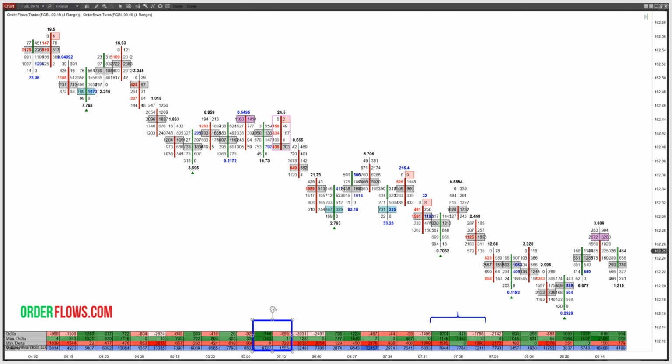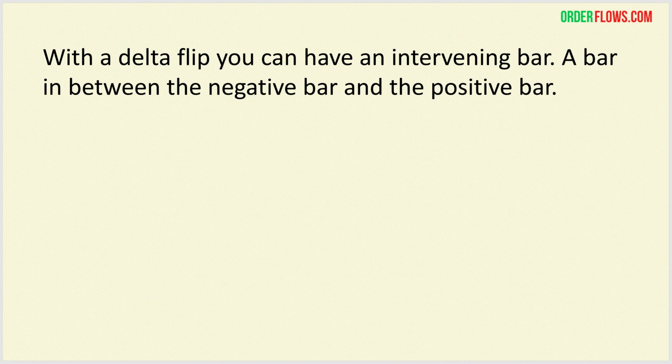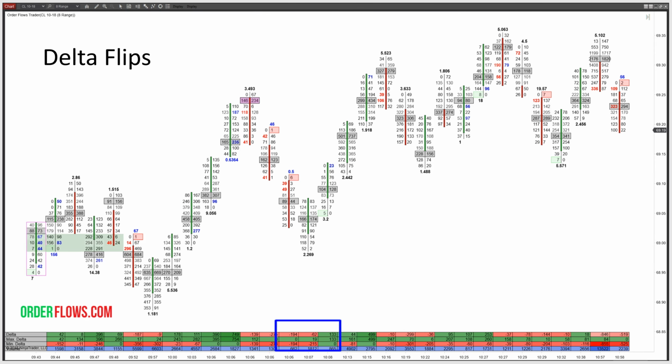Now, with a delta flip, you can have an intervening bar, okay? What I mean by intervening bar is a bar in between the two bars I would look at for the delta flip. So it's either going to be in between the negative bar and the positive bar, or the positive bar and the negative bar. And this is what I mean. So you can see here, minus 194, this first bar, 0 positive delta, 0 max delta. The min delta is minus 194.